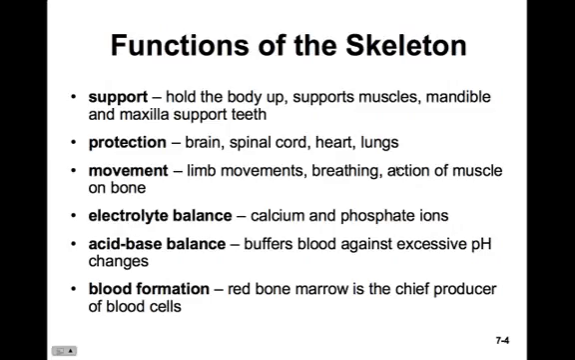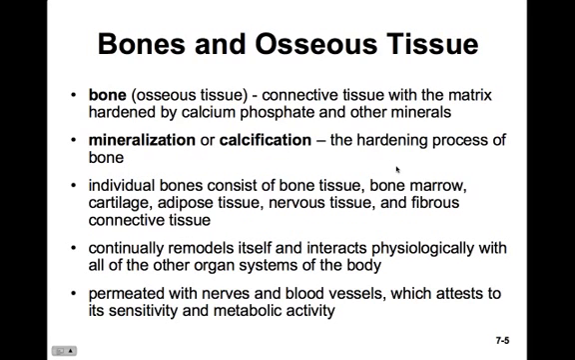They also are involved in electrolyte balance. Bones are a big storage site for calcium and phosphate ions. Also, they're involved in acid-base buffering because they can buffer the blood against excessive pH changes. And finally, bones are involved in blood formation. The red bone marrow is the chief producer of all the different types of blood cells.